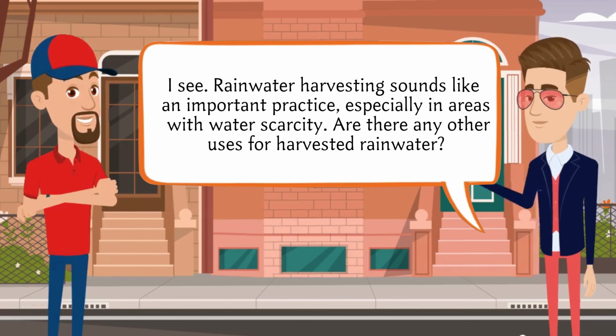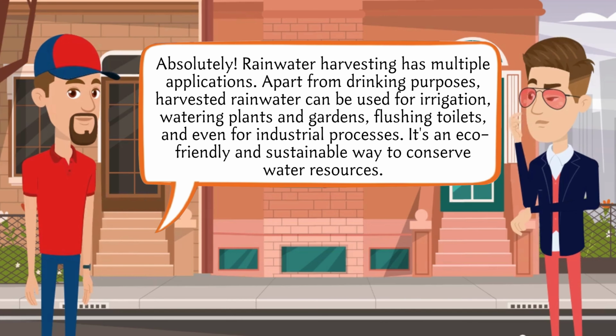I see. Rainwater harvesting sounds like an important practice, especially in areas with water scarcity. Are there any other uses for harvested rainwater? Absolutely. Rainwater harvesting has multiple applications. Apart from drinking purposes, harvested rainwater can be used for irrigation, watering plants and gardens, flushing toilets, and even for industrial processes. It's an eco-friendly and sustainable way to conserve water resources.